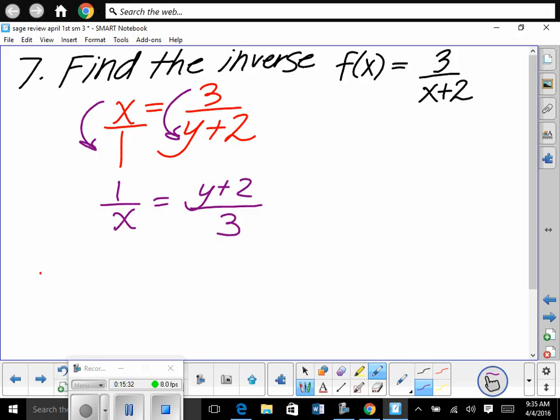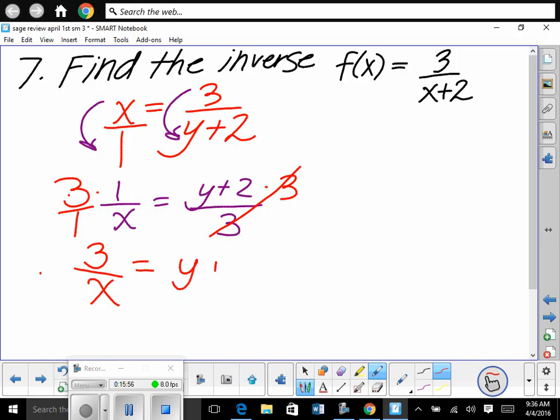Now from there, solve for y. So now, wouldn't it be appropriate to multiply by 3 because it's being divided by 3? Multiplication undoes division, so we multiply both sides by 3. Now you multiply fractions straight across, people. 3 times 1 on top is 3. 1 times x on bottom is x. Is everybody comfortable? So we have 3 over x is equal to 3 over 3 divides out and becomes a 1. That's why we did it. So then we have y plus 2. Our last step will be to subtract 2 from both sides.